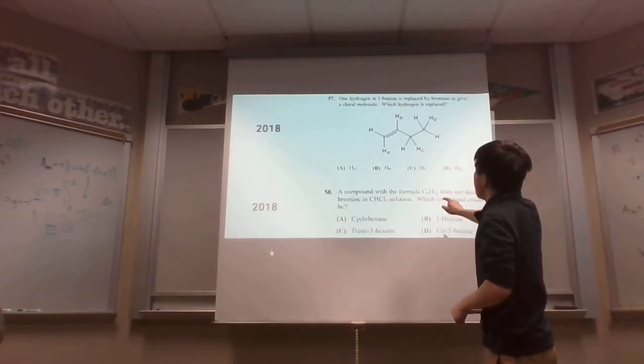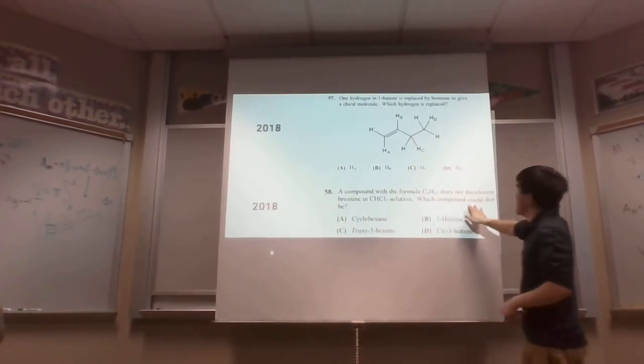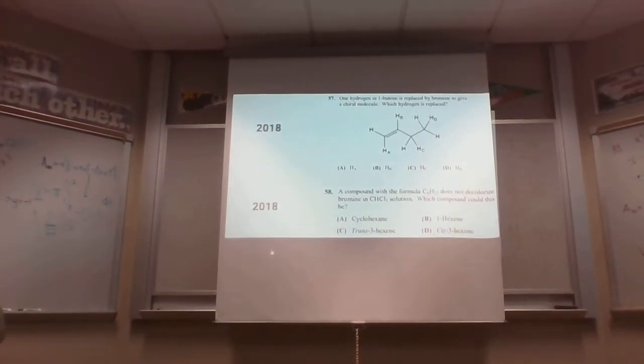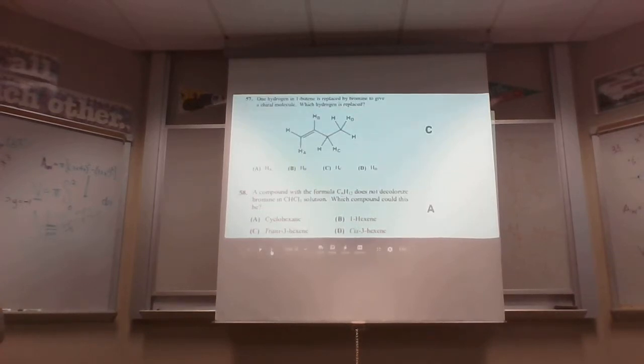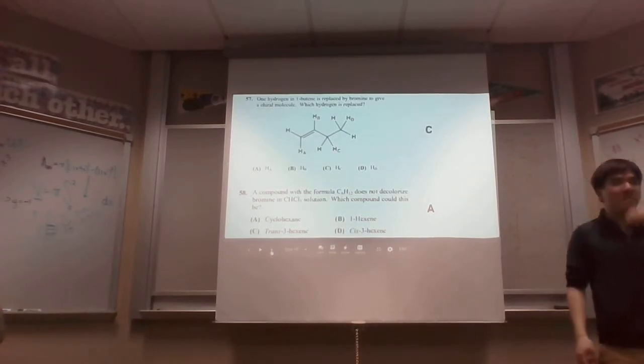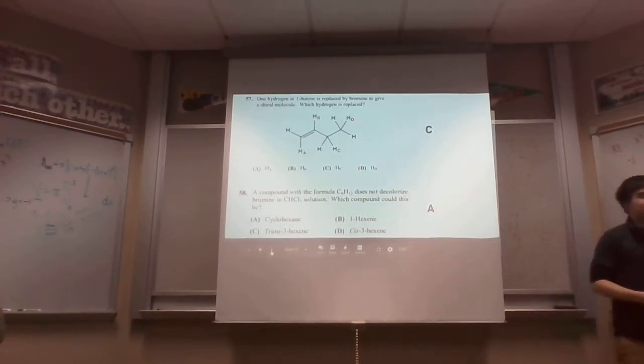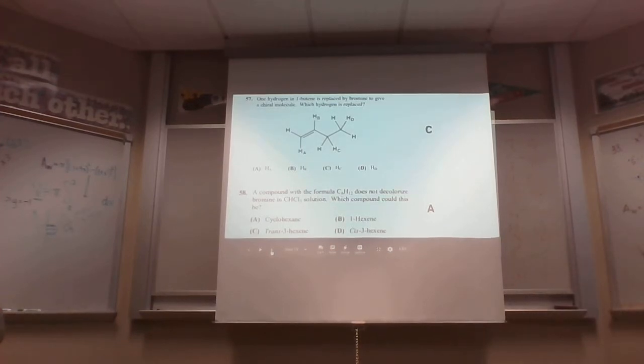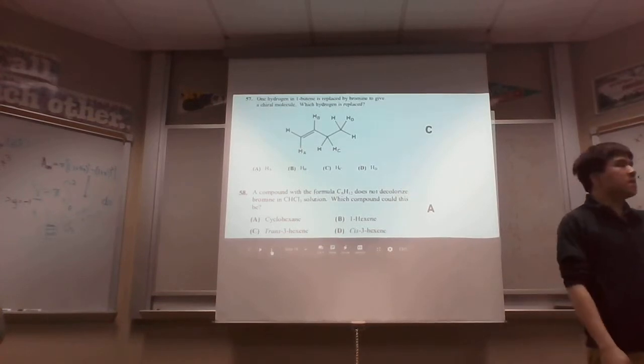Question 2. A compound with formula C6H12 does not decolorize bromine in a CHCl3 solution. Which compound could this be? A. So, A, because it's not an alkene. Next slide. All of these add up to C6H12, so if you try to draw all of them out and figure out which one isn't C6H12, that is not the answer. That's not how it works. So those are the answers. Those are the explanations. Next slide.